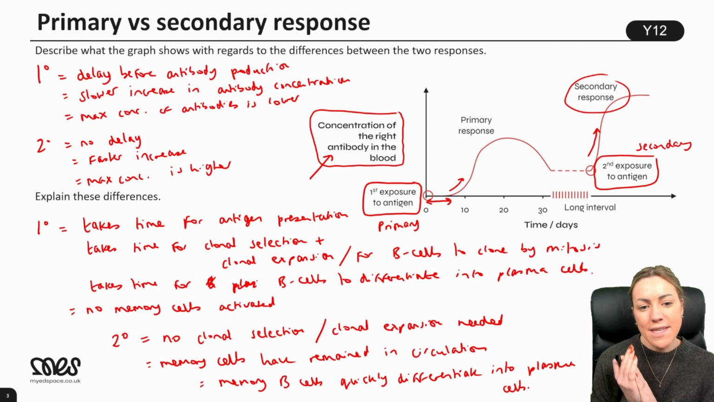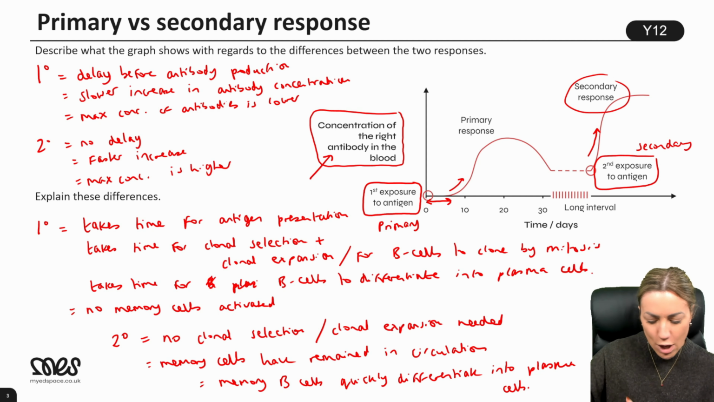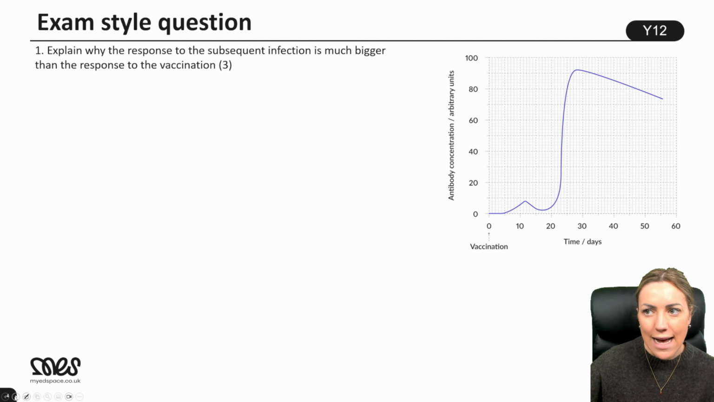And it explains why the gradient of the line is much steeper and why antibodies are produced much more quickly because the memory B cells can quickly differentiate into plasma cells. The plasma cells will produce antibodies and there'll be loads of them. So you're going to have loads of antibodies produced much more quickly and without delay. I hope that's explained it. Let's have a look at a couple of questions.